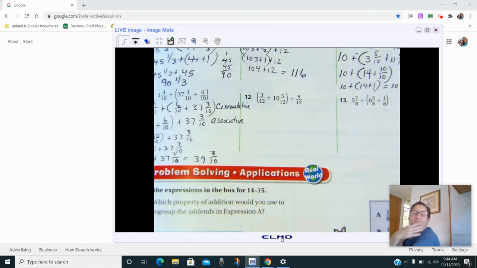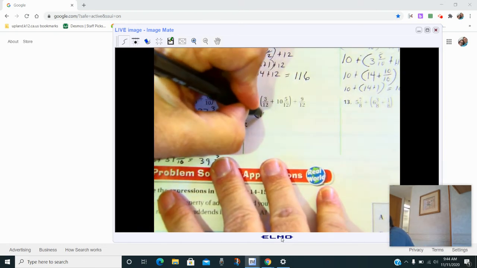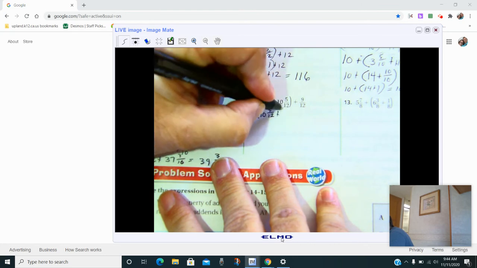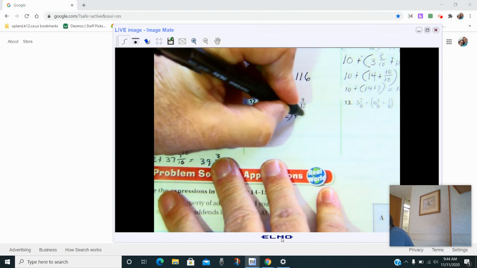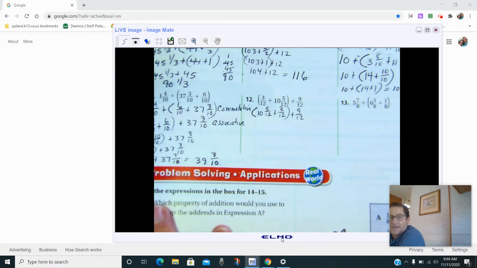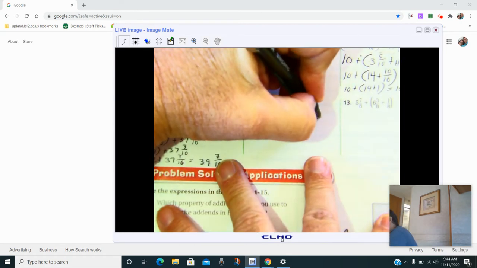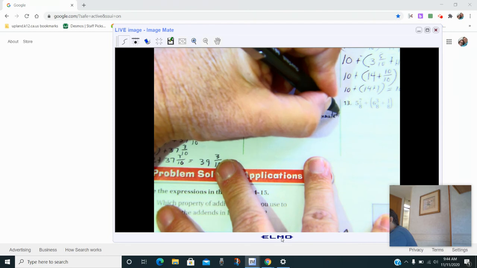Number 12. 3/12 plus 5/12, that's 8/12. No, that's not really helpful. 5/12 and 9/12, that's 14/12. That's not helpful. 9 and 3 is 12, though. So let's switch the order so the 3/12 is next to the 9/12. The commutative property allows us to do that.